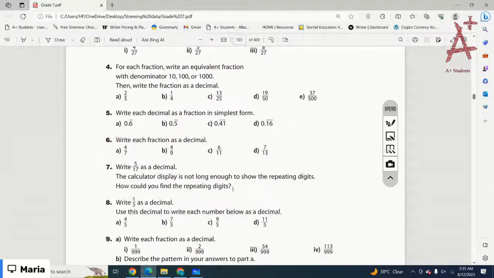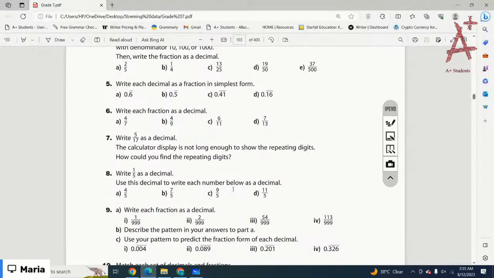Let's start with question number 5, right? Each decimal has a fraction in simplest form, so 0.6 recurring. That means 6 is repeating again and again because you have a bar over 6, right? The number that has the bar over it is the one that is repeating again and again, right? Each decimal has a fraction. You have to write the answer in fractional form, right?